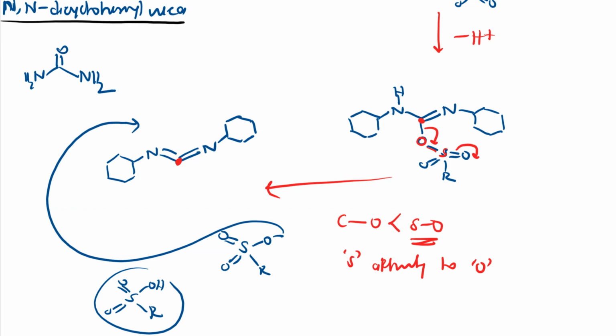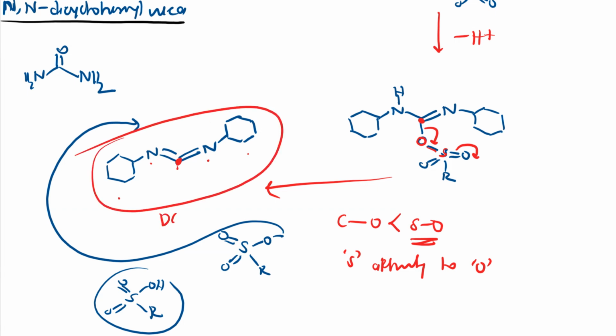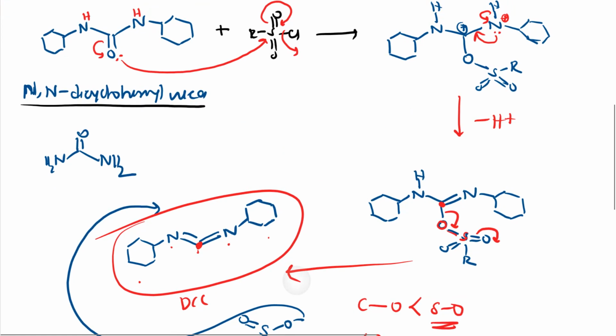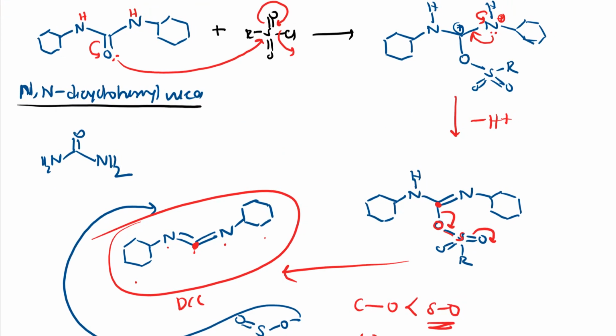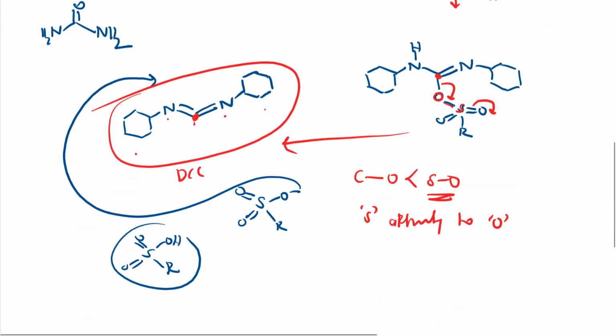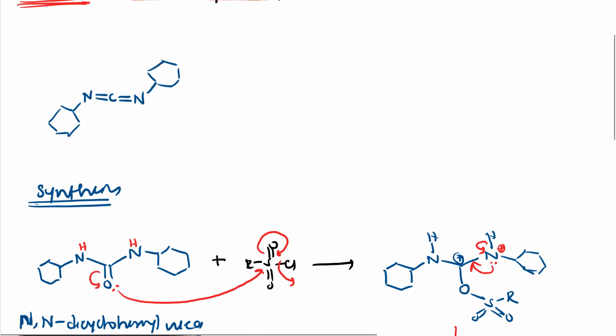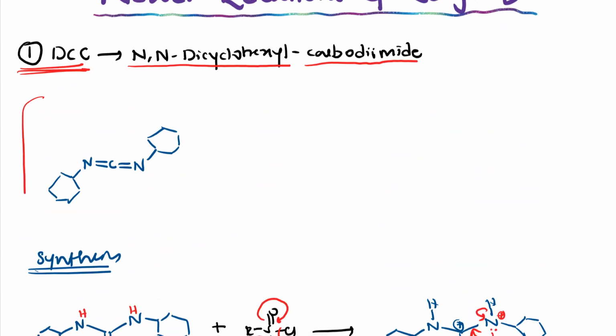Carbodiimide is there, with a double bond to N, and dicyclohexyl groups are there. So this is my DCC. In this way we can prepare DCC using this N,N'-dicyclohexyl urea. This is the first method. Let us see some properties of this DCC. I hope you understood the structure of DCC.